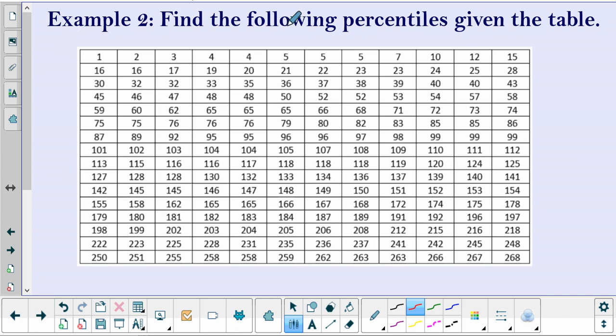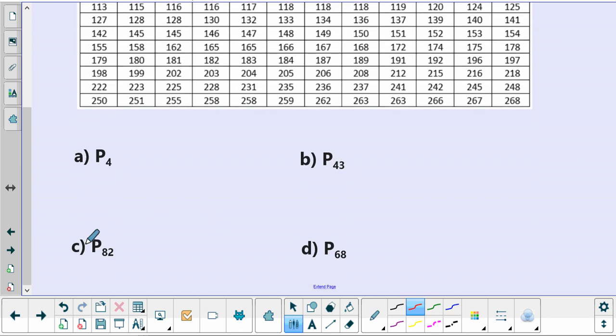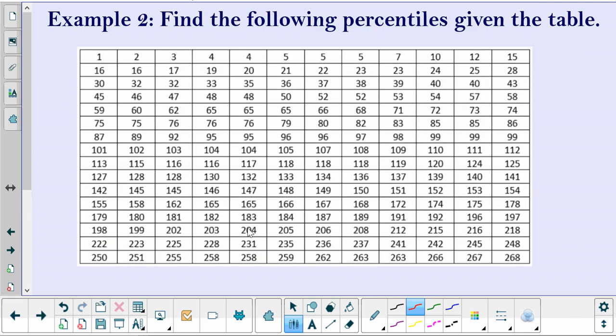So we're going to find the following percentiles one more time. I'm looking for the 4th percentile, the 43rd, the 82nd, and the 68th. It's really helpful if you number off your table so that you can find those positions quickly. This is a large data set. It's a waste of your time to sit and count all the way through all of them. If you number them all off at the beginning, it helps you locate those positions a lot faster.